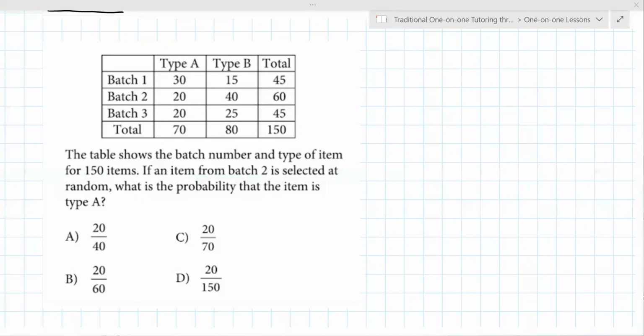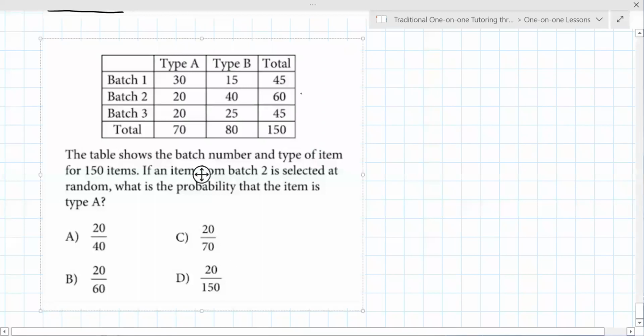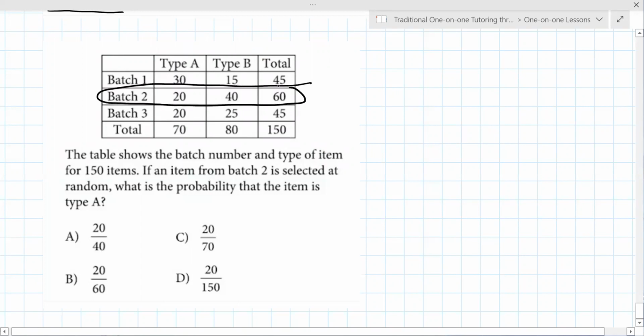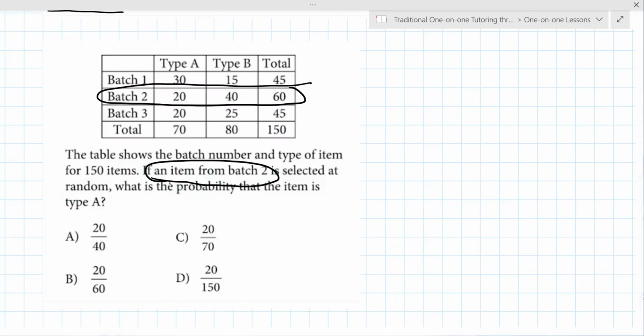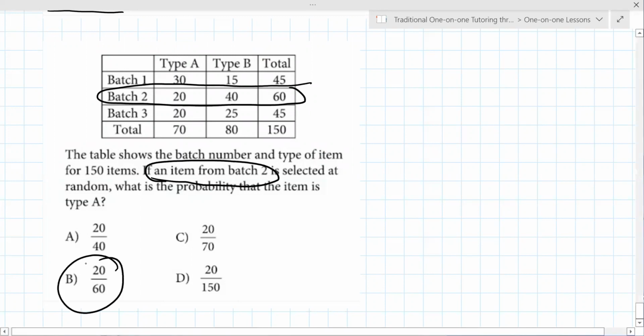Letter D. Okay, so we're looking at batch 2. If an item from batch 2 is selected at random, so when they say that from batch 2, they're actually saying restrict your population to that right there. That's all you care about now. Okay, so letter B. Yeah, 20 out of 60.